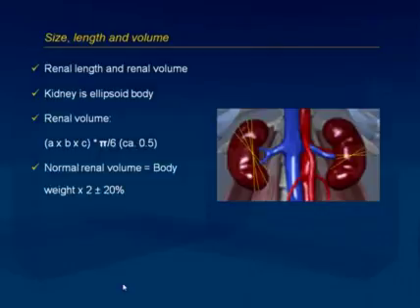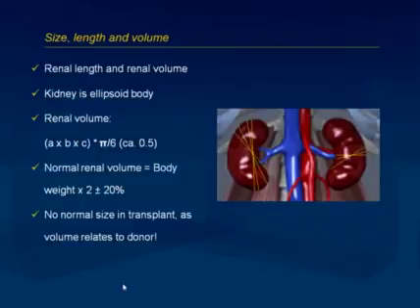However, here lurks the major problem, because in native kidneys, obviously, the kidney volume relates to the patient's body weight, and in transplants, the transplant volume will obviously relate to the donor. So, if a 6 foot tall muscular man receives a tiny transplant from an adolescent tiny girl, then the volume of that transplant will not relate to the 6 foot muscular man, but to the body weight of the tiny adolescent donor. So, in a nutshell, there is no normal size in transplant, as the volume relates to the donor.